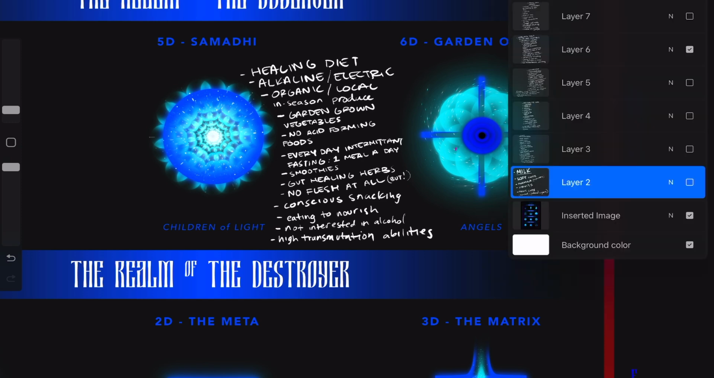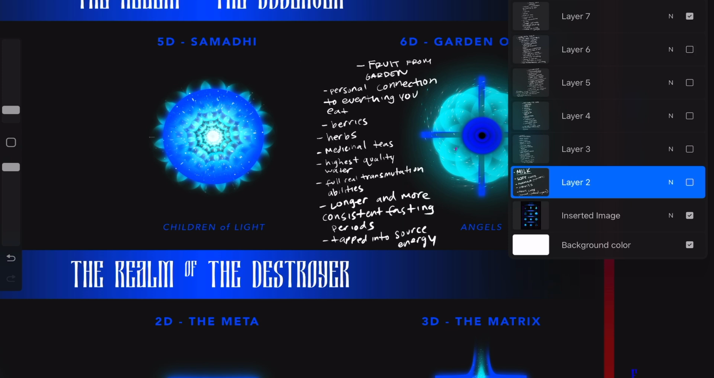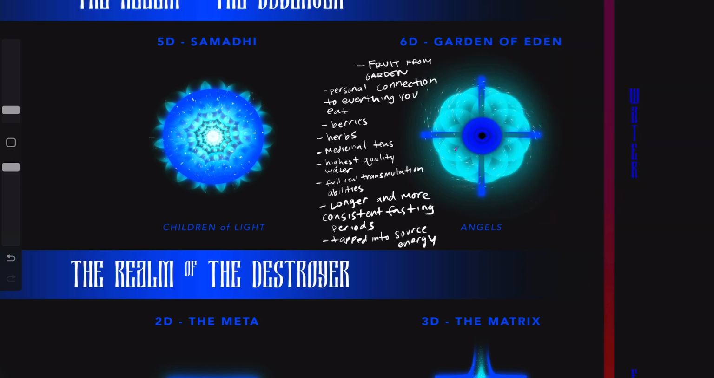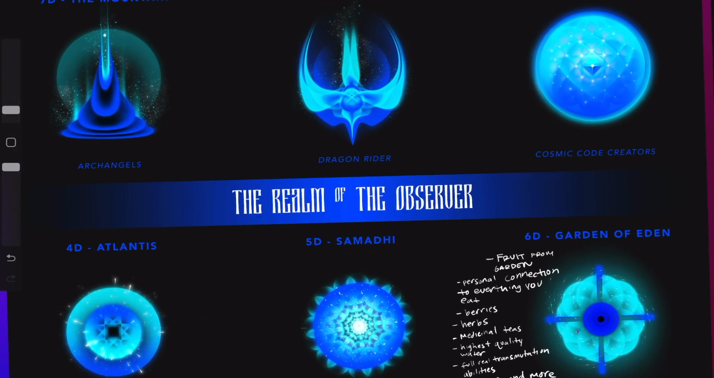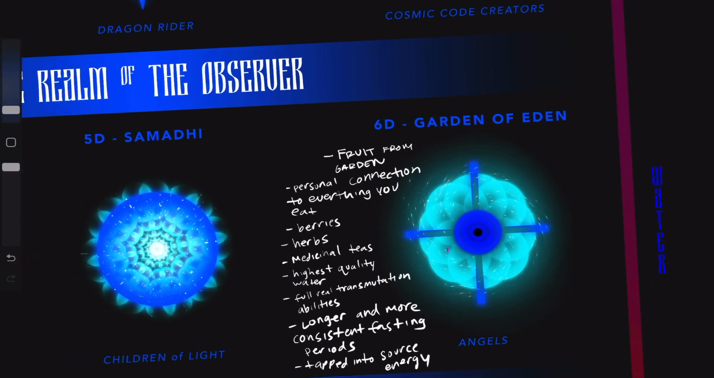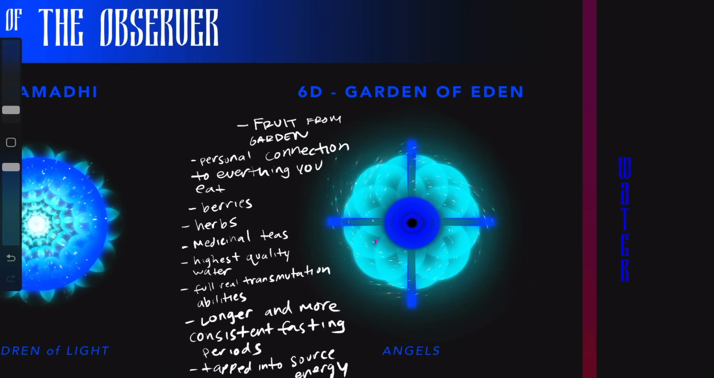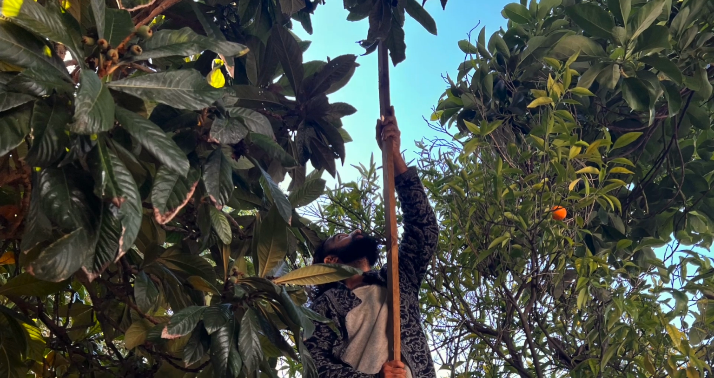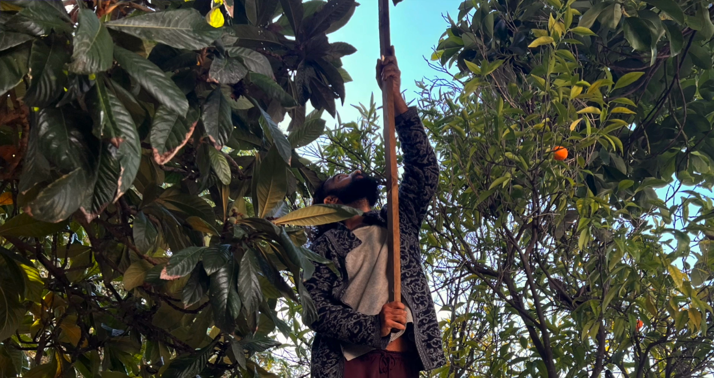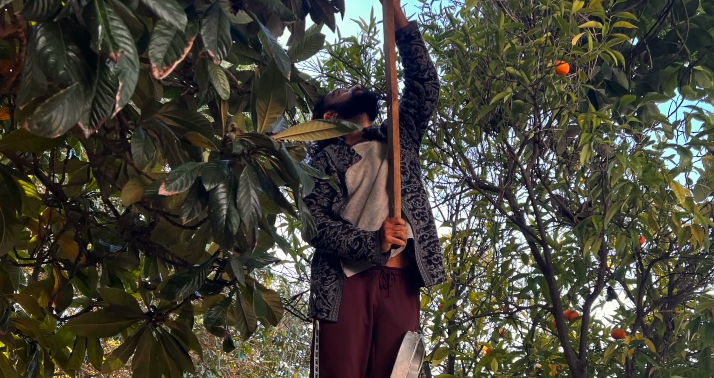So now let's go on to 6D. 6D is the last. This is the Garden of Eden. I mean, technically 7D is the last diet, but yeah, we can go to 6D now. So 6D is your fruitarian, or you're a frugivore. You're eating mostly fruits from a local garden. Literally, it's the Garden of Eden.